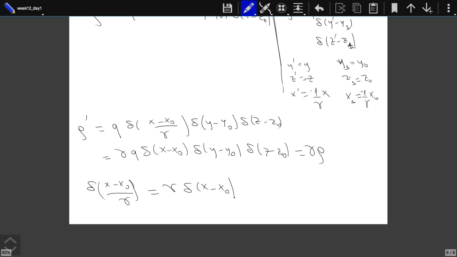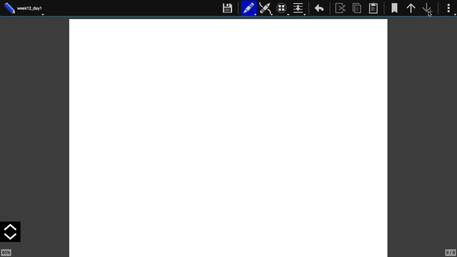Why is the last expression like this? I mean, when the gamma is in the denominator, well, the Dirac delta has this property.